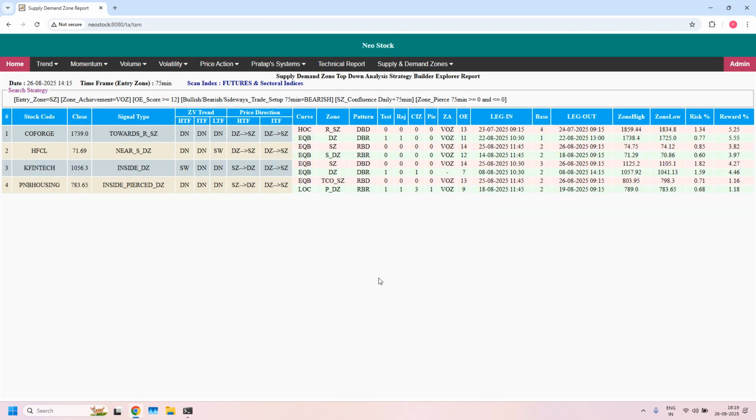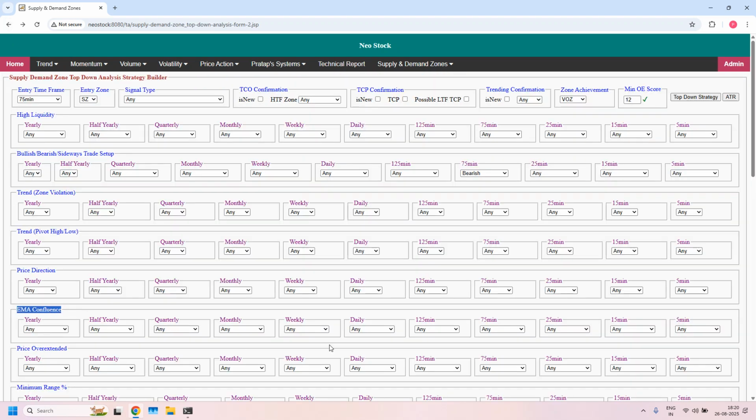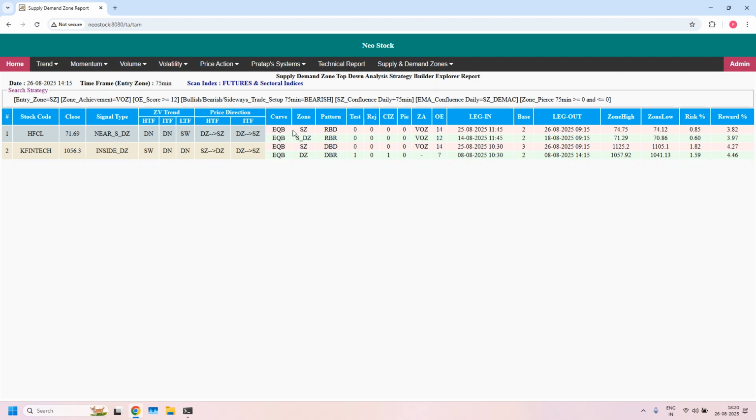We got 4 stocks. In these 4 stocks, 75-minute supply zones are overlapped with the daily supply zone. And the daily trend is a downtrend in all the 4. Let's further filter based on EMA confluence and daily supply zone. Now the list has come down to 2 stocks. So these two 75-minute supply zones might have a higher probability of success, provided lesson 20 checklist items are satisfied. Otherwise, there are higher chances of zone violation.